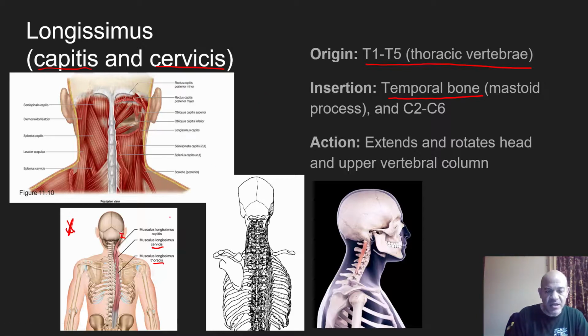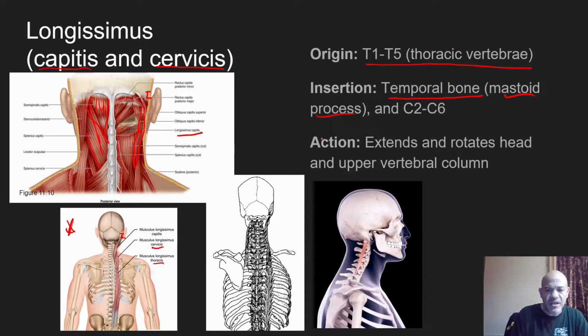So we're just looking at the longissimus capitis, and this muscle is pretty deep. If we remove the muscles we've been talking about so far, like the splenius capitis and the semispinalis capitis right here, then we would be able to see the longissimus cervicis. It's a thin strap-looking muscle coming down towards the thoracic vertebrae, but it comes up here and inserts on the temporal bone, specifically the mastoid process.